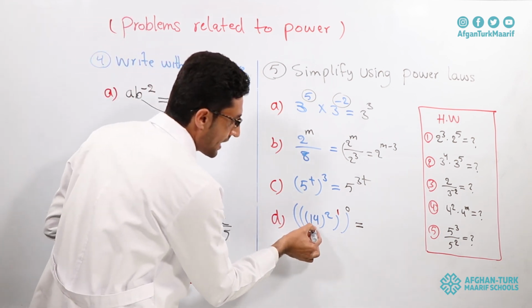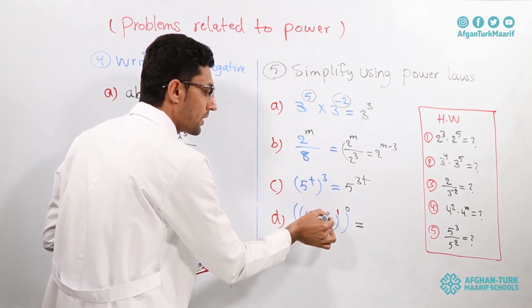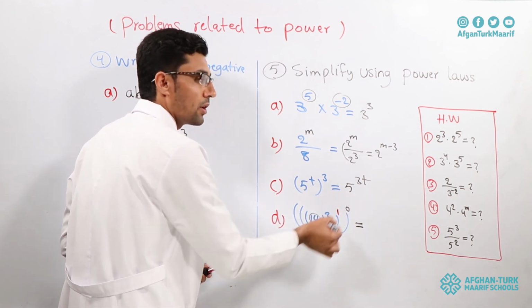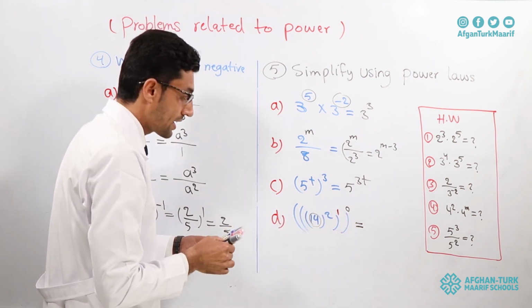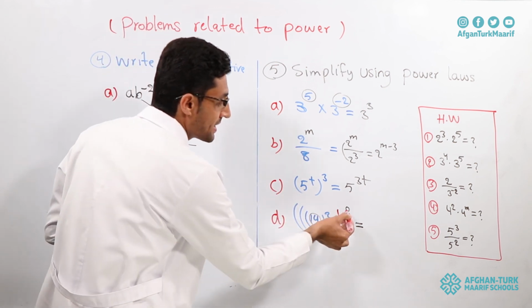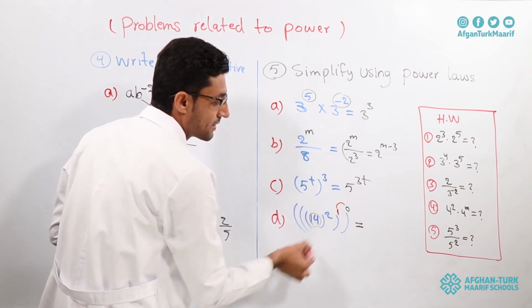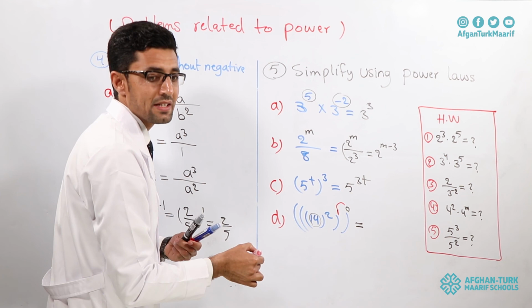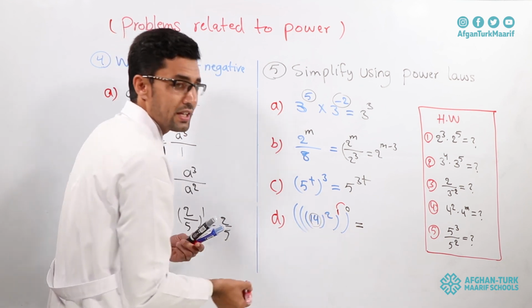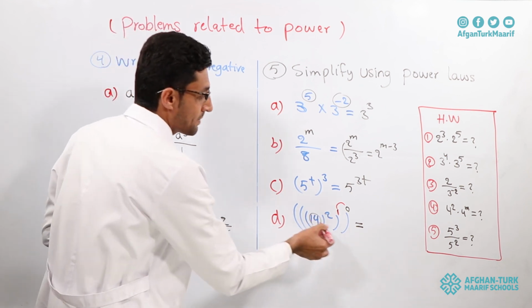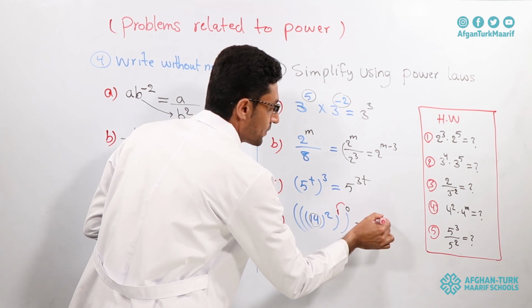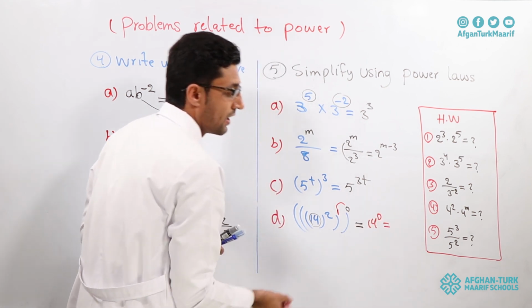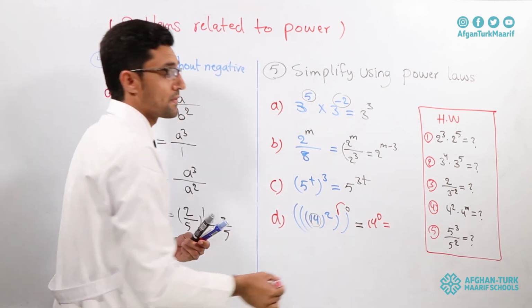And the last, remember this problem. Okay, you have the number 14 to the power of 2 to the power of 1 to the power of 0. Okay, you know that this 0 must be multiplied with 1. 0 multiplied by 1 is 0. Multiplied by 2 is again 0. It means it can be 14 to the power of 0. How much is 14 to the power of 0?